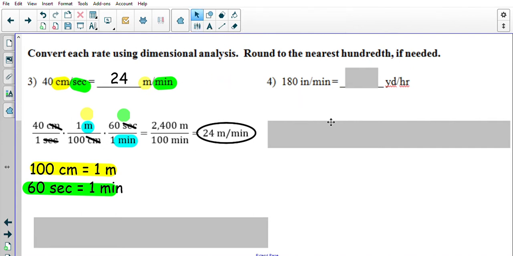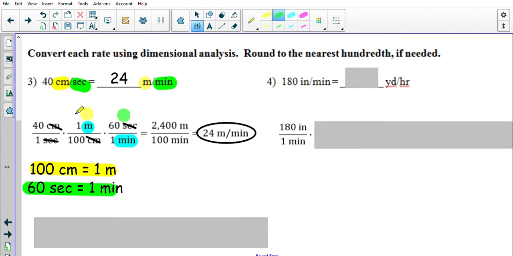Let's take a look at number 4. We've got 180 inches per minute. We are trying to convert to yards per hour. So first things first, let's start with our 180 inches per minute as our first fraction. Notice how we have multiplication signs between these fractions because we are multiplying. They should not be equal signs. I often see students who put equal signs between. That's not what we're looking at here.